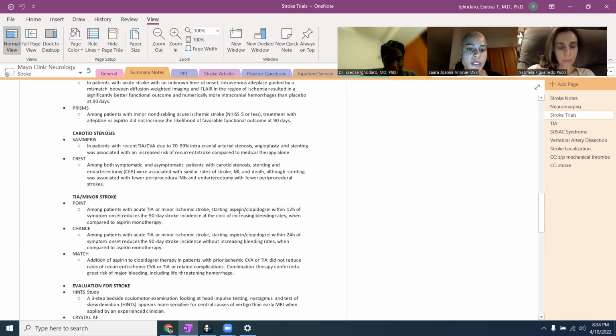If they present within 12 hours of symptom onset, then you can do aspirin or clopidogrel. And then the CHANCE trial says for single patients, you can start aspirin or clopidogrel within 24 hours of symptom onset. The LATCH trial says that adding clopidogrel to aspirin in patients with prior ischemic stroke or TIA did not reduce rates of recurrent TIA or stroke. Combination therapy was confirmed to increase bleeding. So this is why it's conflicting.